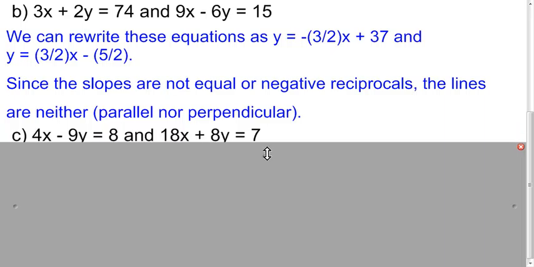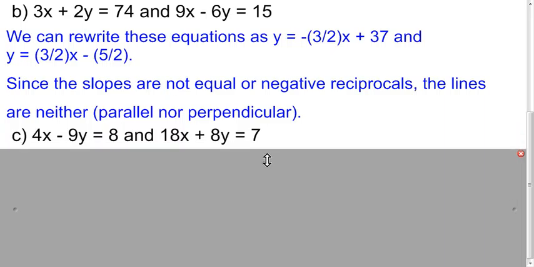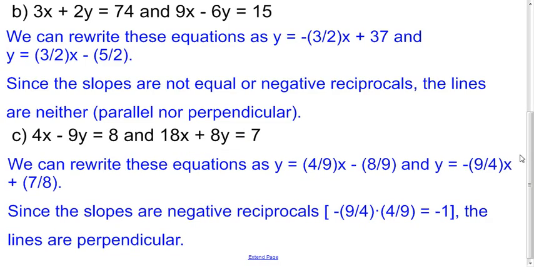And finally, about these two lines? Well, if we figure out their slopes, we end up with 4/9 and -9/4, and those are negative reciprocals, right? The product is -1, so the lines are perpendicular.